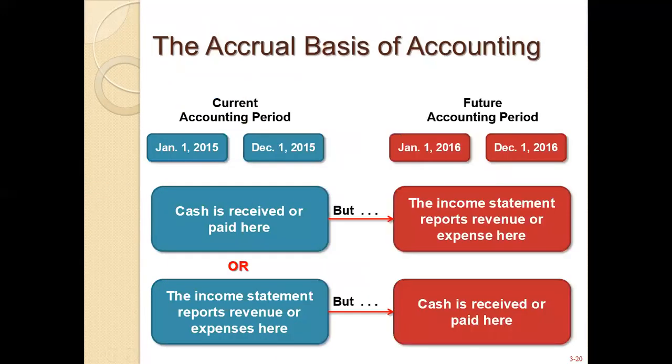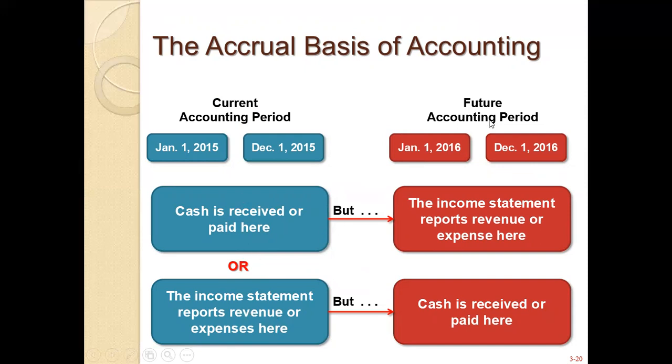Okay. Now, realization and the matching principle basically show accrual based accounting. Like the current accounting period, January 1, 2015 to December 2015. Fine, it is the current accounting period. Cash is received or paid here. Okay, it is the current scenario. The income statement reports the revenue or expense here. If the cash is received, it means the income statement reports the revenue and expense.